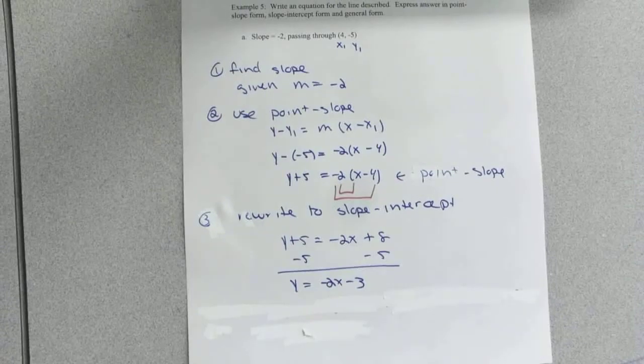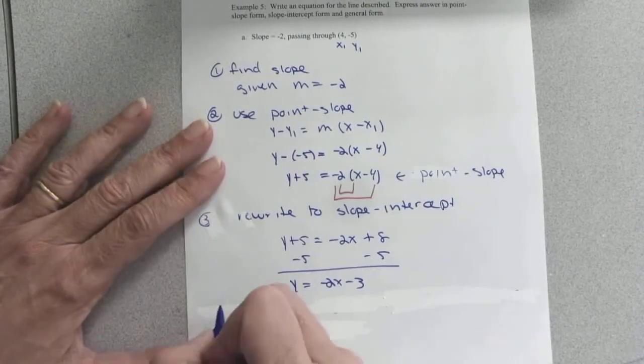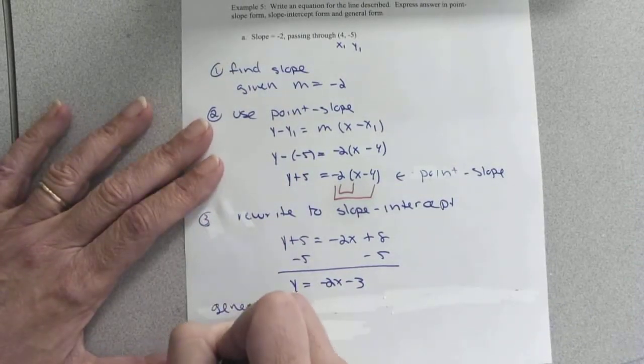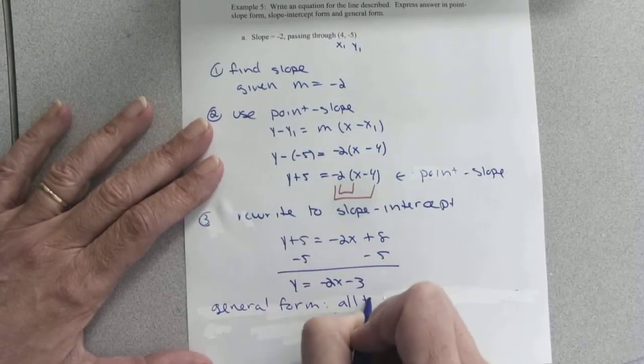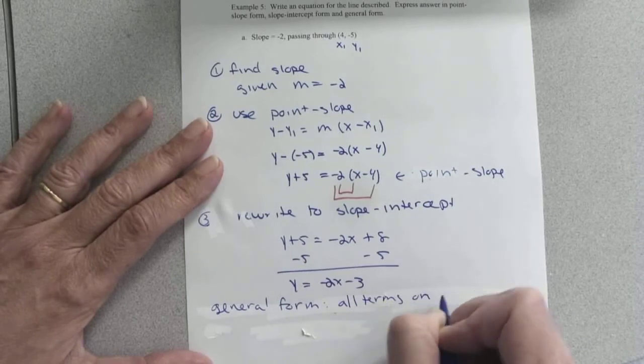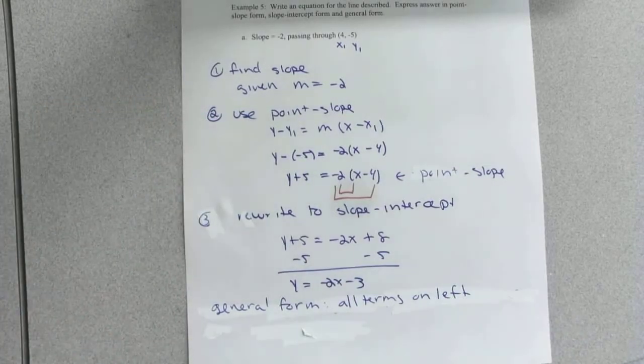Okay, let's find that general form of the line. So general form, we want all terms on the left. It doesn't really matter, but that's what our textbook goes with. So that means I'm going to leave the y where it is. We want all terms on the left with the x being positive.